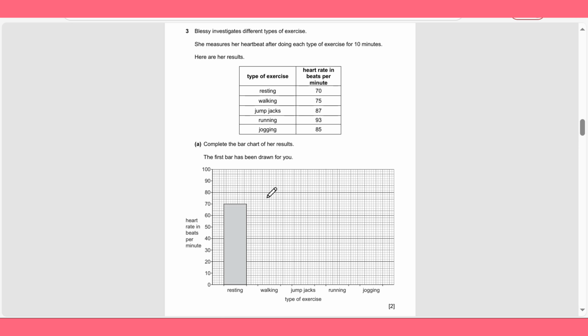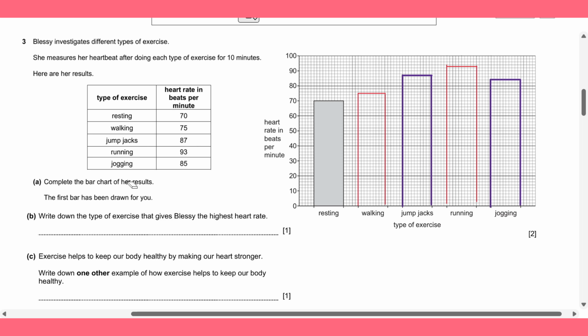Okay guys, well, this is the answer for the first one, 3A. Walking is 75, so between 70 to 80 here, and jump jack is 87, so we write above 80, and then running is 93, so 93 goes above 90, the small interval is 92, and after that the half, 1.5 interval above 90, and jogging is 85, so we go here. 85 is between 80 and 90, so we make it here. Okay, so now that's the answer.